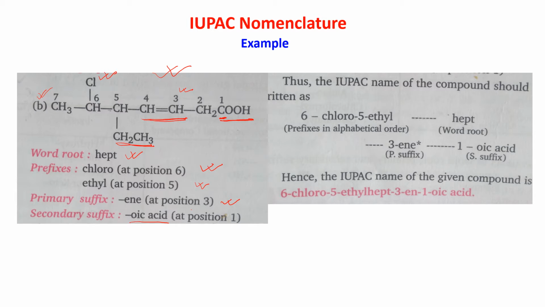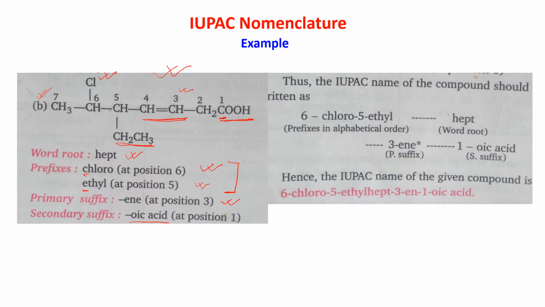This is always, it will get position 1. Okay. Now how to write the name? You can see that you are having two prefixes. You will write both the prefixes according to alphabetical order. C is coming before E. So first we will write chloro with the position. Then we will write ethyl with the position.